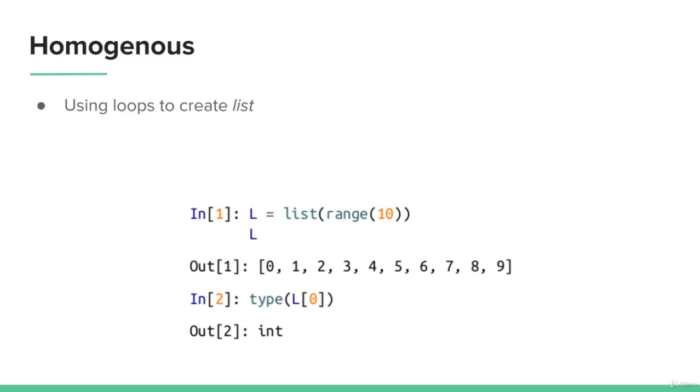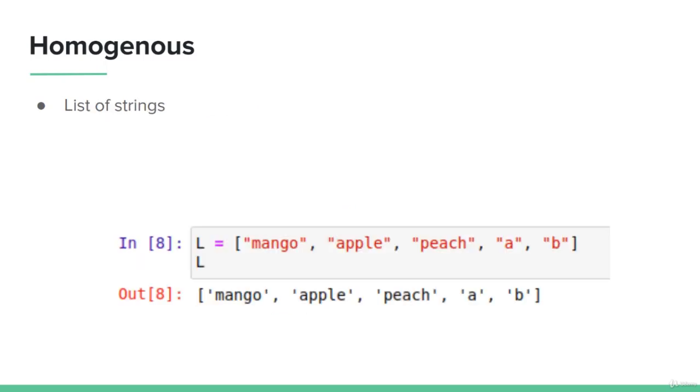And if we want to check the type of the list, we have seen this syntax before. In order to find out the type of any data structure, we use the type function, and we find that the type of the value at index 0 is integer. And we can extend the same concept to other values as well. As you can see in this example, we have a list of strings which contains words as well as alphabets.